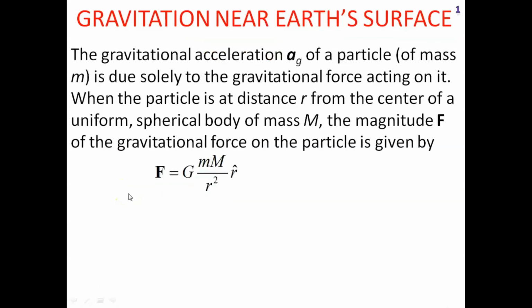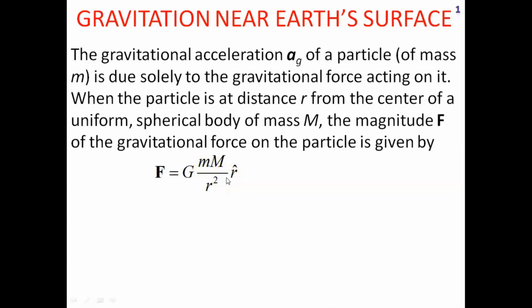The gravitational acceleration, which normally we write as g bar, of a particle of mass m is solely due to the gravitational force acting upon it. When a particle is at distance r from the center of a uniform spherical body of mass capital M, then the magnitude of force on the particle is given by G M m upon r square, and the vector form F bar, as appearing on the screen, is equal to G times small m capital M upon r square into a unit vector.